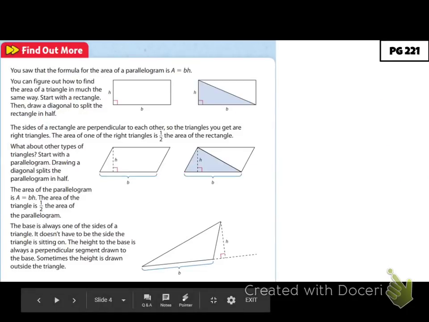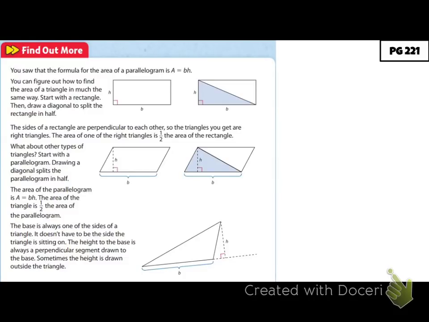So let's find out more. You saw that the formula for the area of a parallelogram is A, which represents area, equals B times H, which is your base and your height. You can figure out how to find the area of a triangle in much the same way. Start with a rectangle, then draw a diagonal to split the rectangle in half. So when we do that, you can see that we now have 2 triangles here. The sides of a rectangle are perpendicular to each other, so the triangles you get are right triangles. The area of one of the right triangles is half the area of the rectangle.